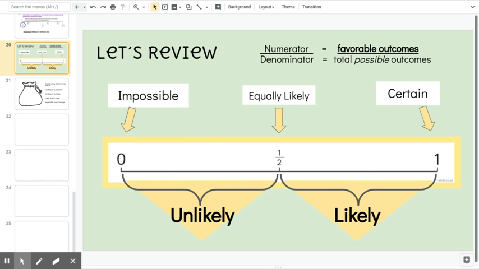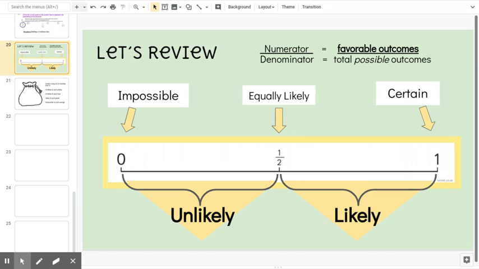So we are still working on our probability unit. So just really quick, we're going to review. Probability can be represented as a fraction where our favorable or desired outcome is our numerator and our denominator is the total possible outcomes. And the probability can equal anything from 0, being impossible for that to happen, to 1, being certain that it can happen.